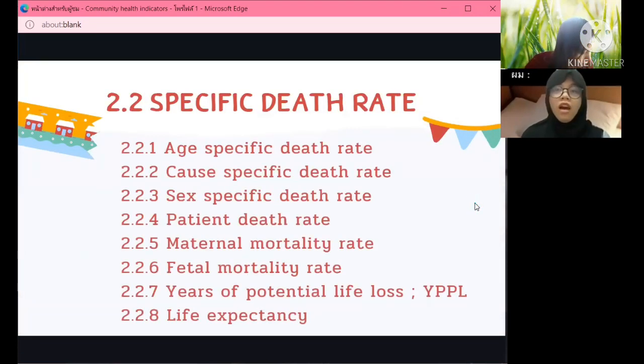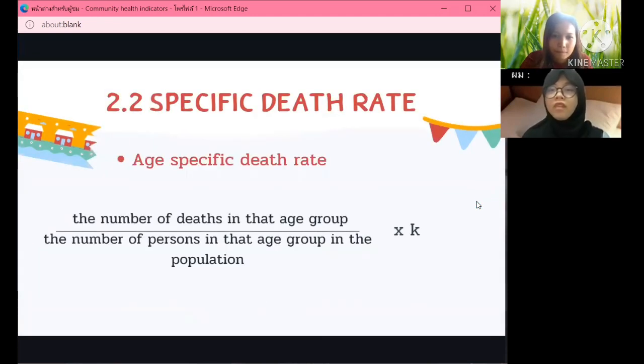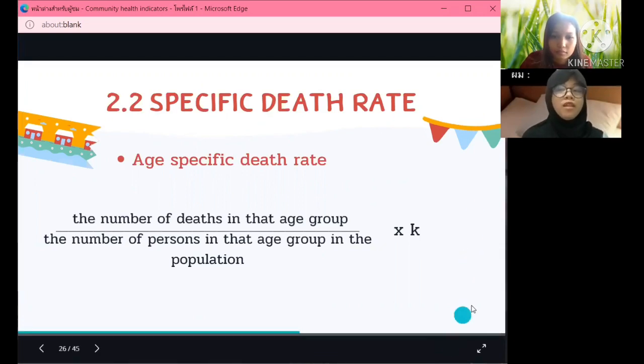The specific death rate has many types. The first is the age-specific death rate. Next slide. The age-specific death rate is the number of deaths in that age group times the constant number, divided by the number of persons in that age group in the population.